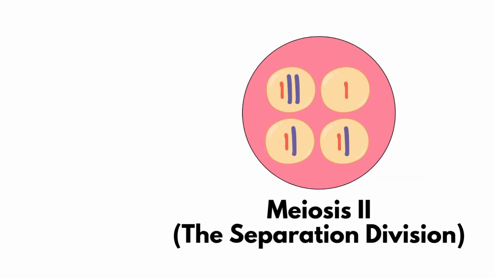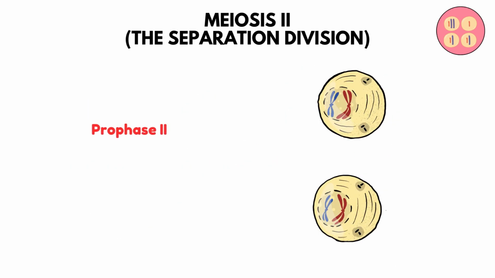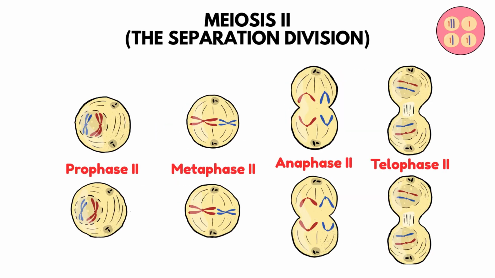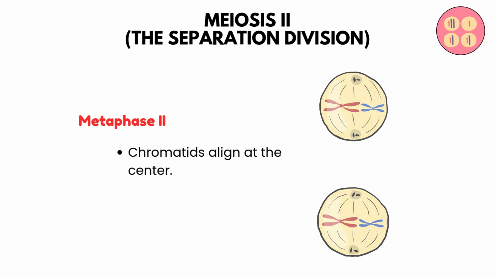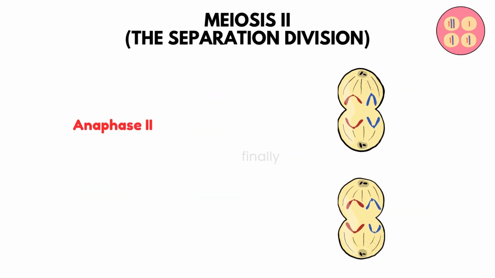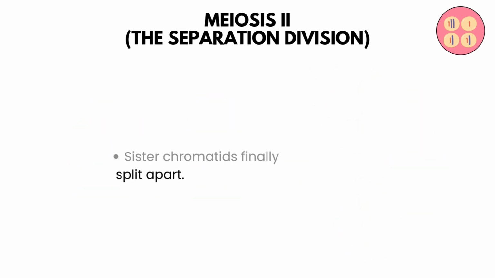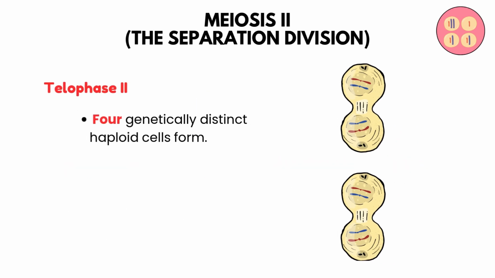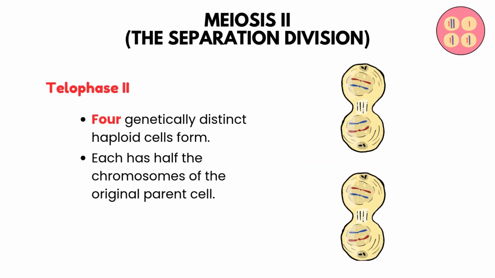Meiosis 2, the separation division. Prophase 2, chromosomes recondense. Metaphase 2, chromatids align at the center. Anaphase 2, sister chromatids finally split apart. Telophase 2, 4 genetically distinct haploid cells form. Each has half the chromosomes of the original parent cell.